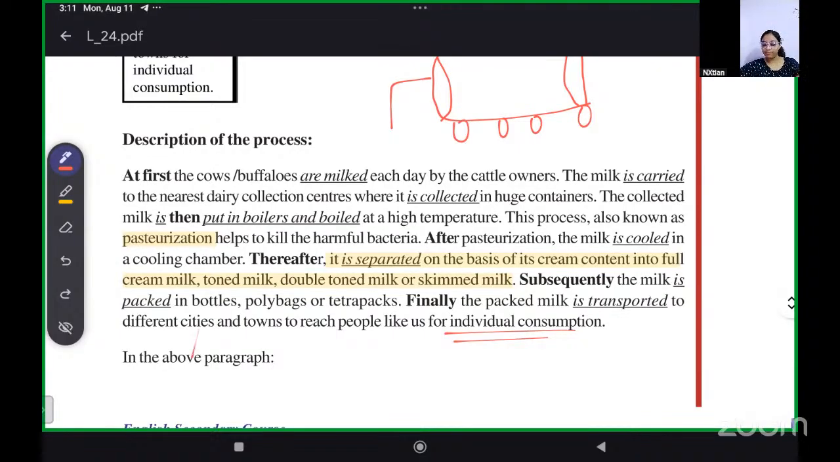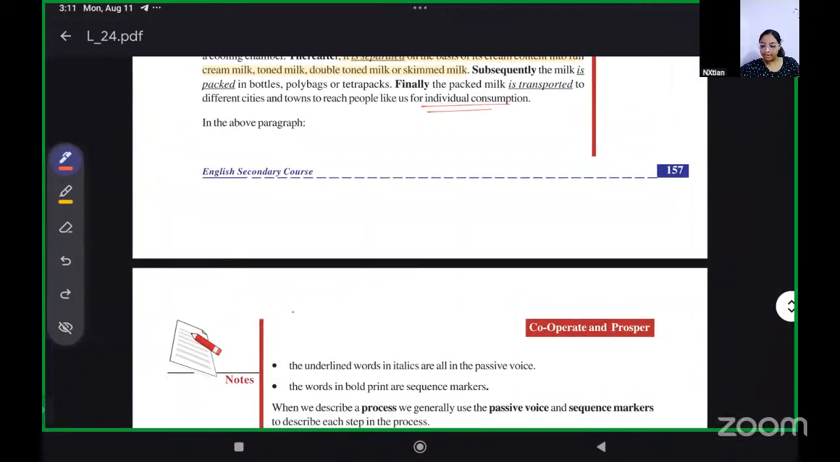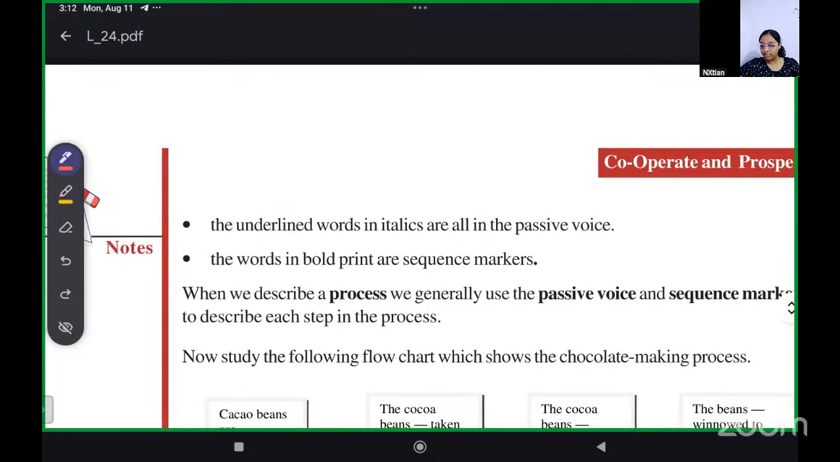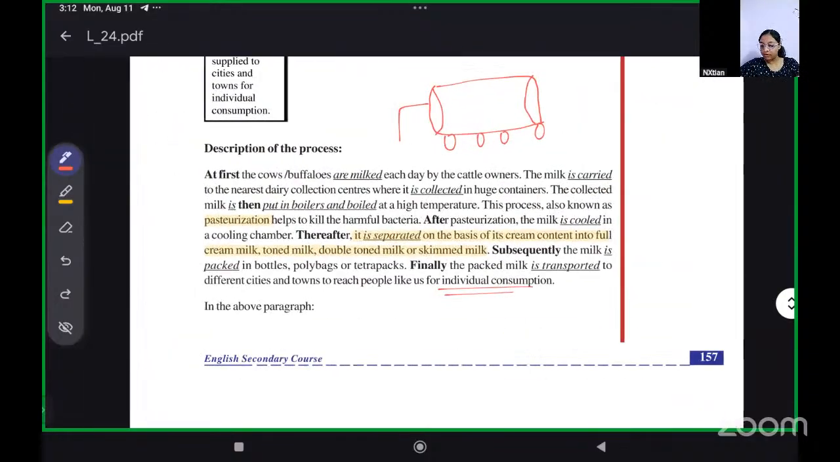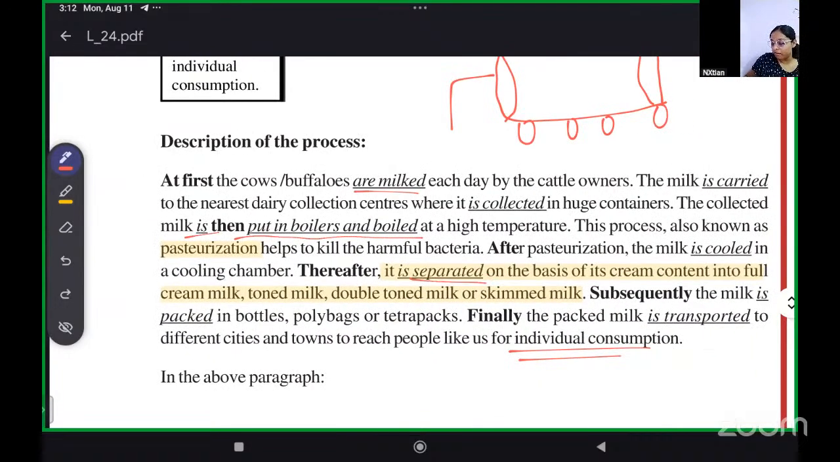Now, in the above paragraph, the underlined words in italics are all in passive voice. The underlined words that are there in italics, that is these words, they are passive voice. What is a passive voice? Anyone? What is a passive voice?